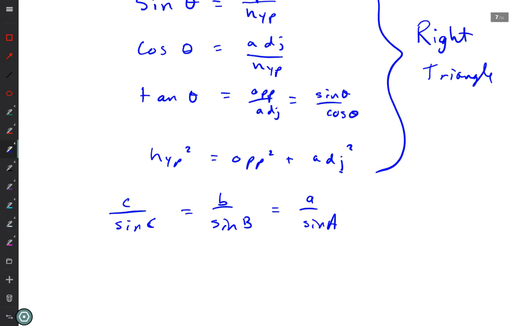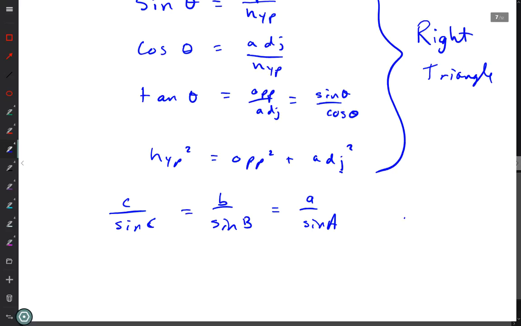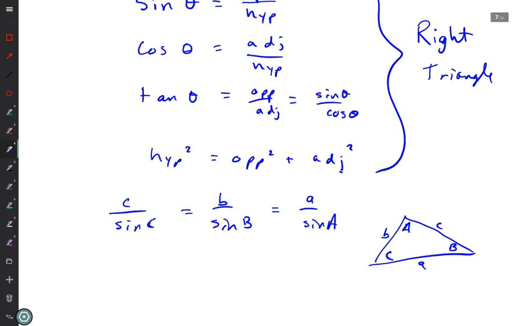I could have sworn I had a triangle tool here, but I guess not. Any triangle that you can make, if you define angles capital A, capital B, capital C, then the side opposite each angle is the side with the lowercase letter to match. And so for that triangle, this law of sines is true, and that doesn't have to be a right triangle. You'll find this useful in some problems.